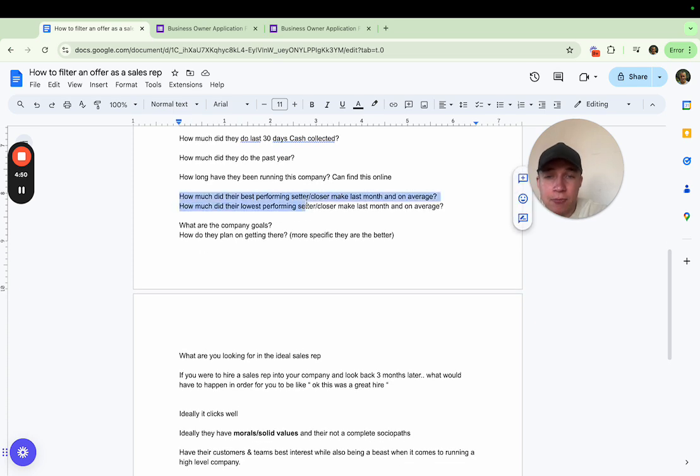How much did their best performing setter and closer make last month, and on average? How much did their lowest performing setter and closer make last month, and on average? Understand this. The reason why this is really, really important is that if you're able to understand how much their best people are making, because everyone can have a crazy big month, but then you also want to understand how much they're doing on average, right?